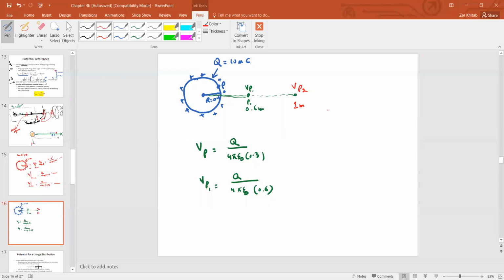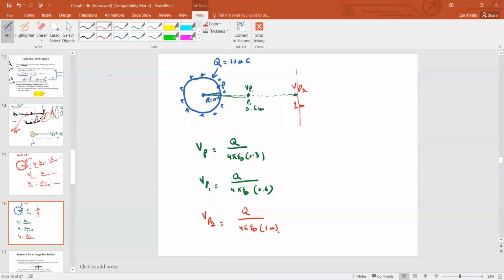So you can also calculate your VP, the VP2. So what would be VP2? It will be Q over 4 pi epsilon naught into 1 meter. Okay, this will be VP2 right here at this point.